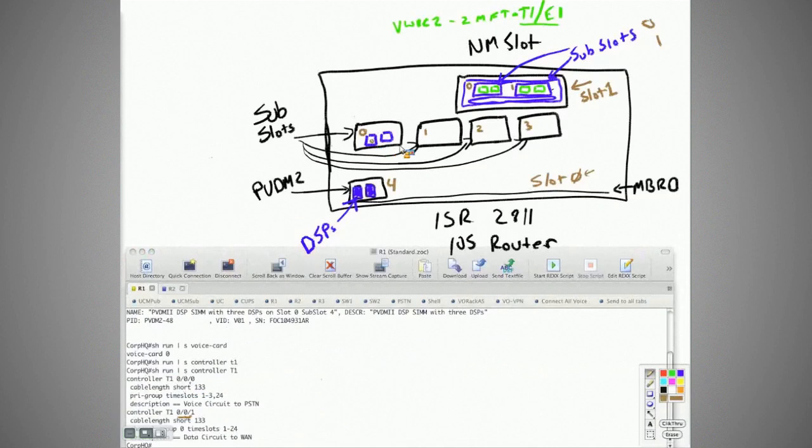Okay, so the port number is also 0, and then here is the second one, and this is 1. So that's how we look at the naming convention. So given that model, we would assume then that voice card would be 0/4, because we've got at least 2 of the slots available, or subslots available for PVDMs directly on the motherboard.